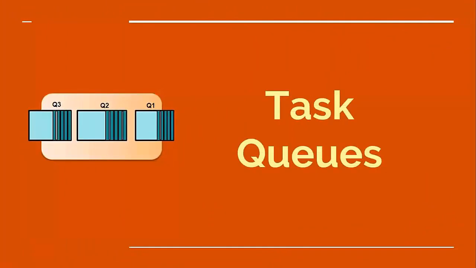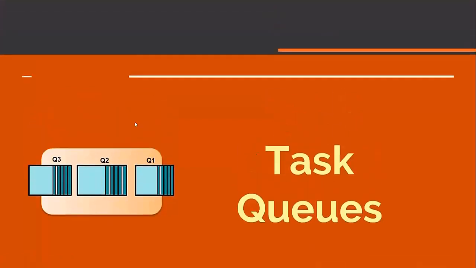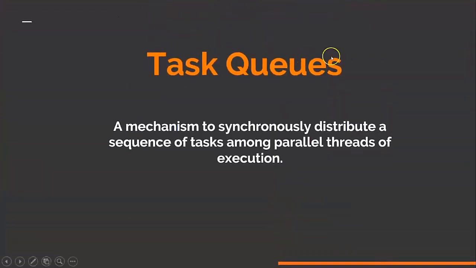So here we are going to talk about task queues in the Google platform. Task queues are generally defined as a mechanism where we distribute a sequence of tasks among parallel threads for execution. The global problem is broken down into multiple tasks, and the tasks are enqueued into a queue so that they can be resolved one by one.